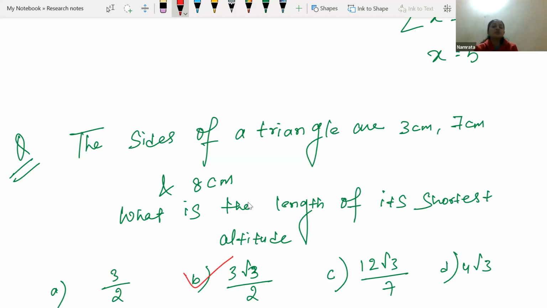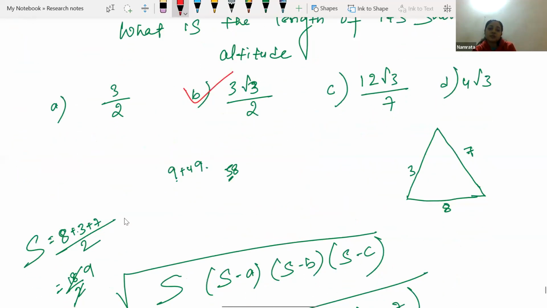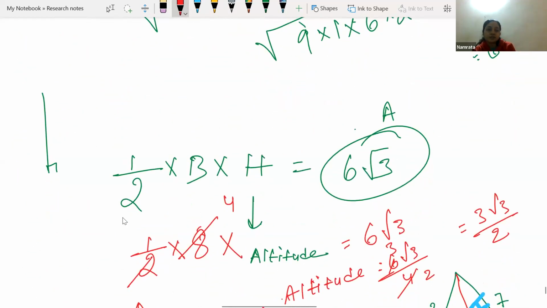That area value we will be using by taking the older area formula, that is 1 by 2 into base into height. From there we will be getting the height, that means altitude. Here we have to find the shortest altitude, that means when we will be dropping the perpendicular on the largest side, that will be the shortest altitude. So we are taking the base as 8, and then we are finding the shortest altitude by using the 1 by 2 into base into height formula and area.